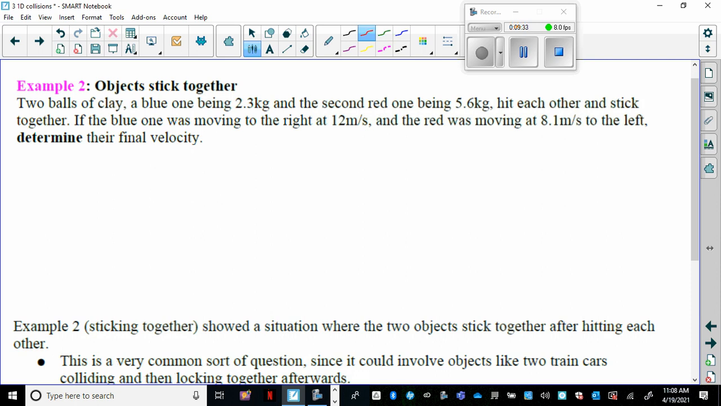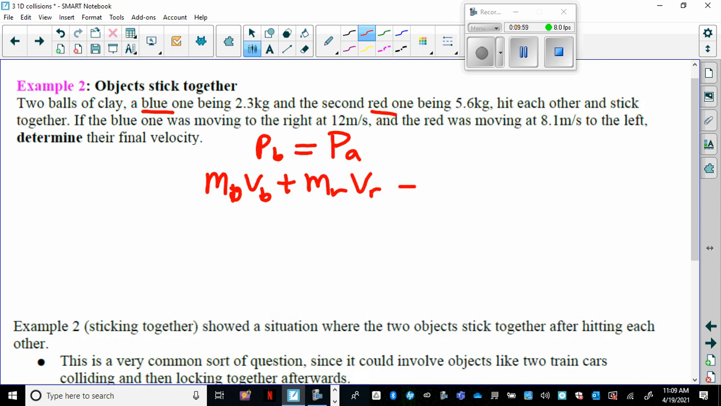So again, we're going to say the momentum before equals the momentum after, or the momentum total equals the momentum total prime, however you want to do it. It's not really terribly important. This one, and again, we'll do all the steps. So we have 2 balls. We have a blue one. So we're going to go mass of the blue times the velocity of the blue plus the mass of the red times the velocity of the red equals the mass of the blue times the velocity of the blue prime plus the mass of the red times the velocity of the red prime.